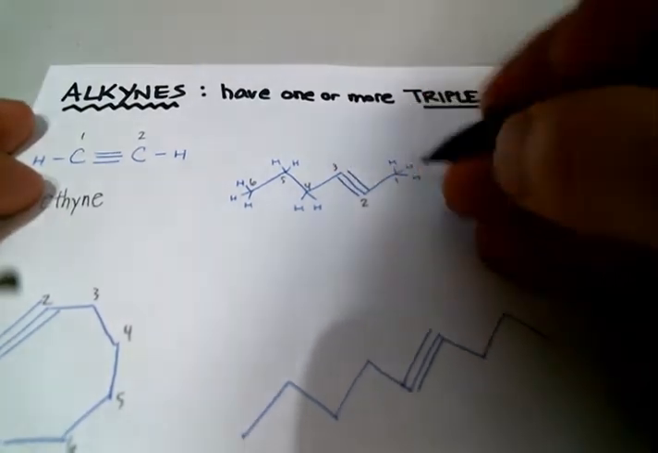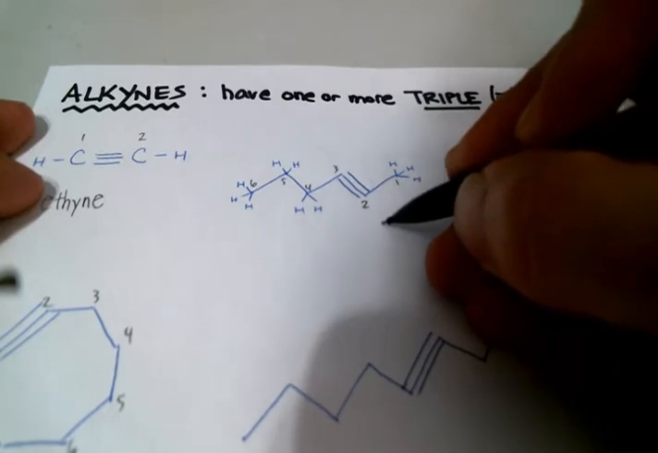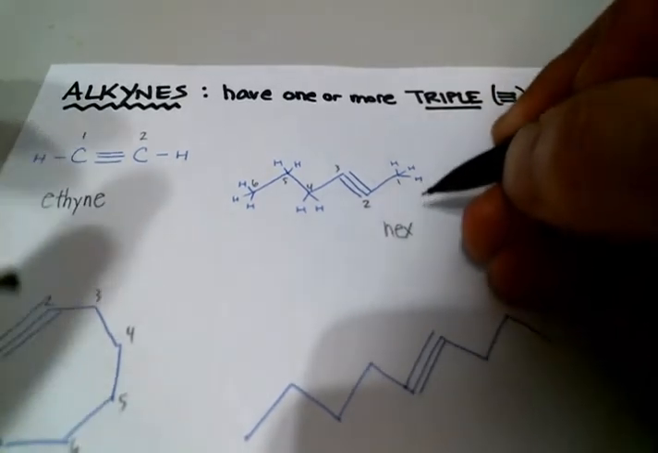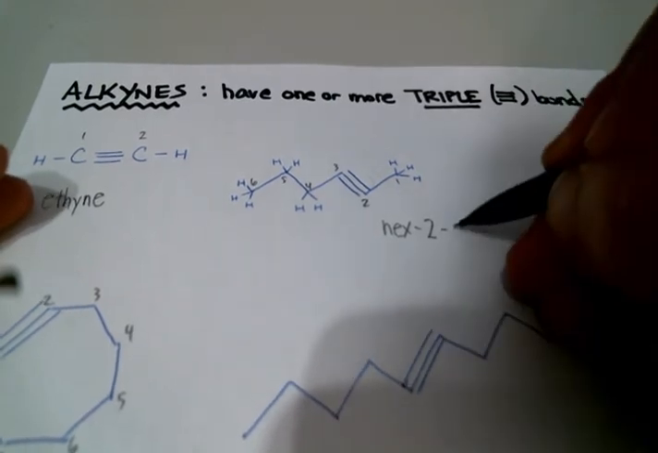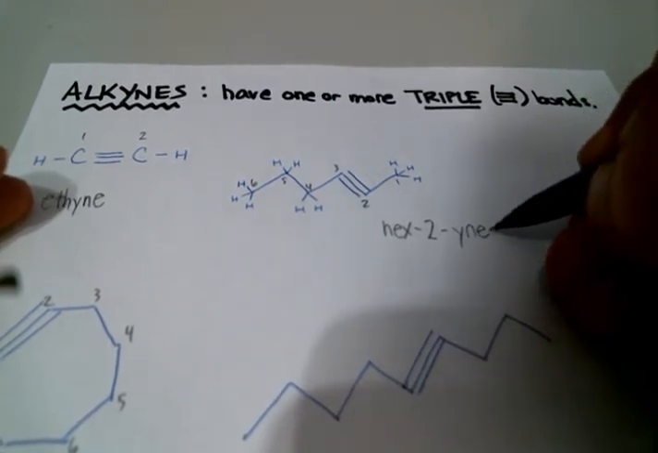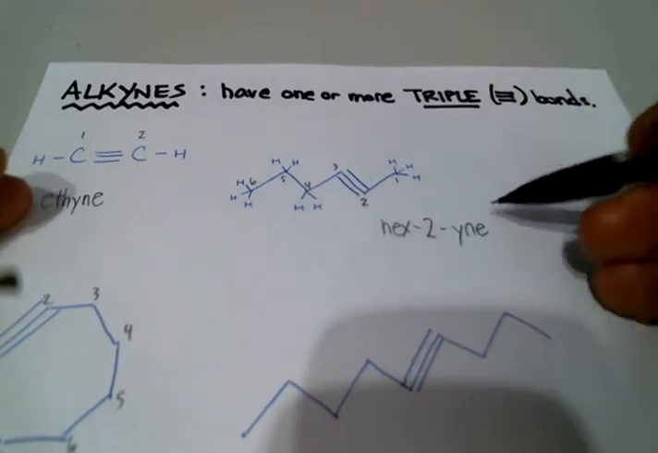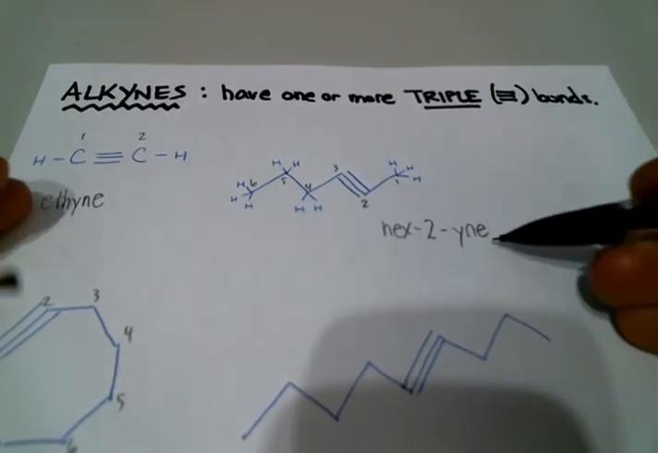All right, so this one has 6, so that is going to be a hex. And because it's larger, we need to indicate which carbon the triple bond is on. So we have hex-2-yne, just like that.